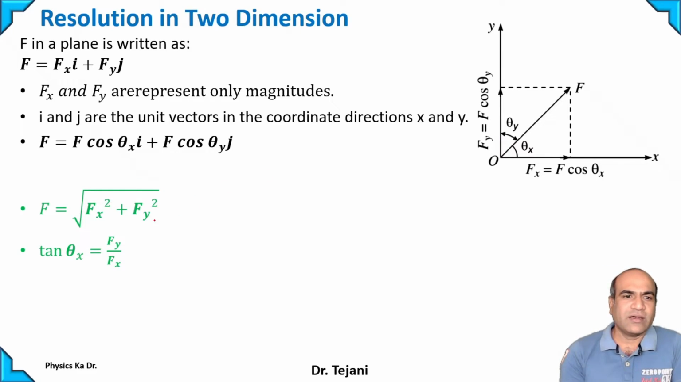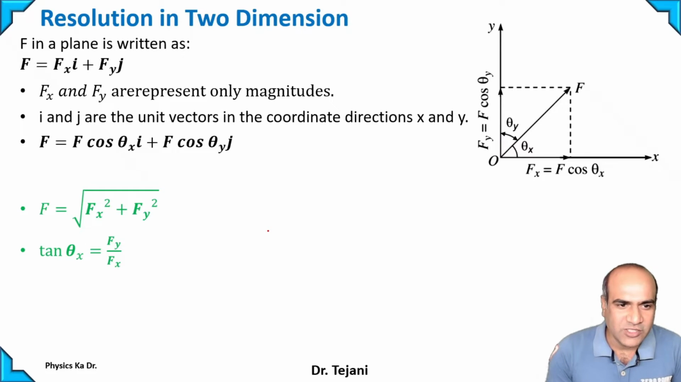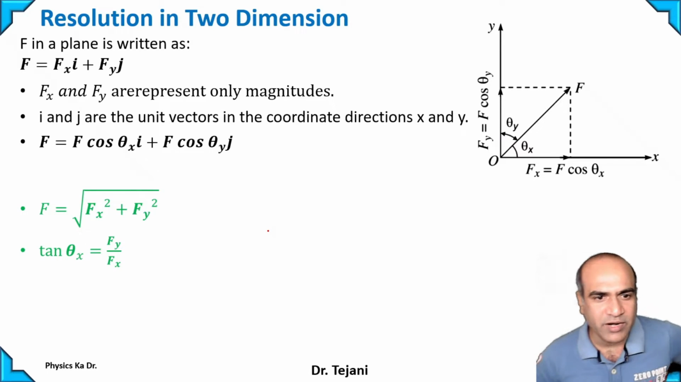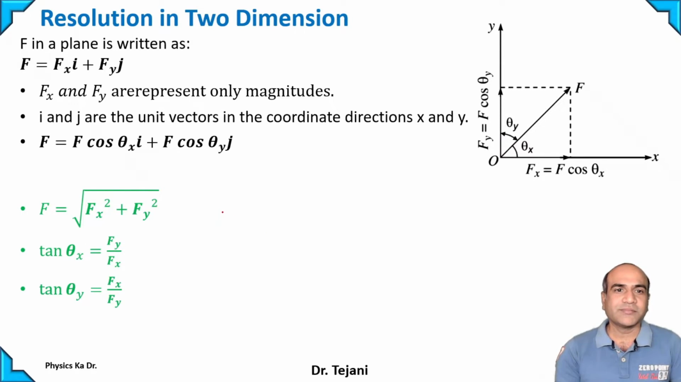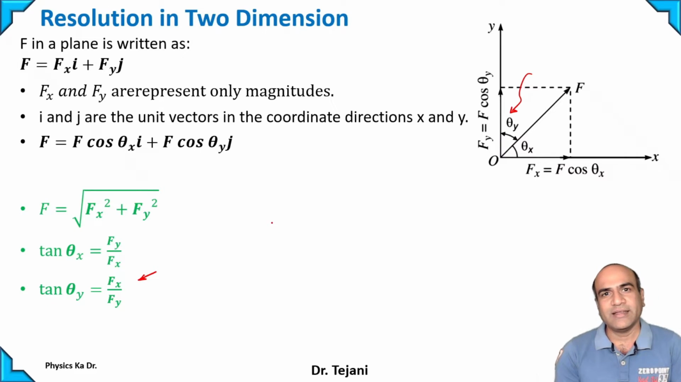And if we need tan theta, we know that it is the opposite side divided by the nearer side. So, the opposite side divided by the nearer side. And if we need to find the angle, this is the equation for it.